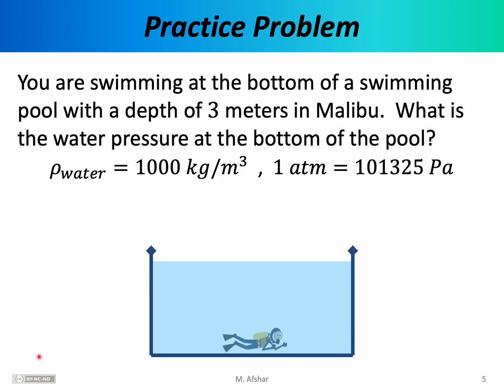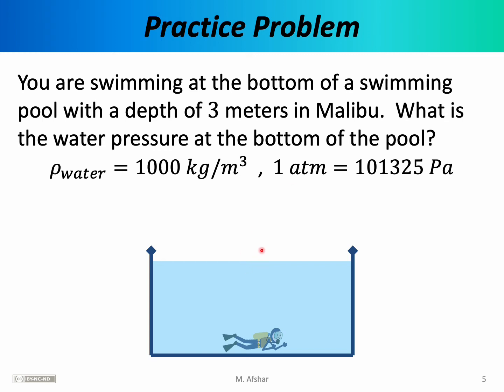So let's do a practice problem to get some practice with our pressure formula. Suppose you're swimming at the bottom of a swimming pool with a depth of 3 meters in Malibu. What is the water pressure at the bottom of the pool? You're also given the density of water and the fact that 1 atm is equal to 101,325 pascals. Now, the swimming pool is in Malibu, California, which means it's by the ocean, which means it is at sea level. So the important fact here is that 1 atm is defined to be atmospheric pressure at sea level.